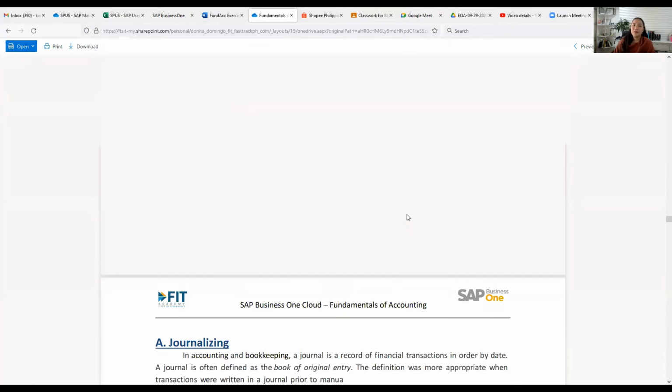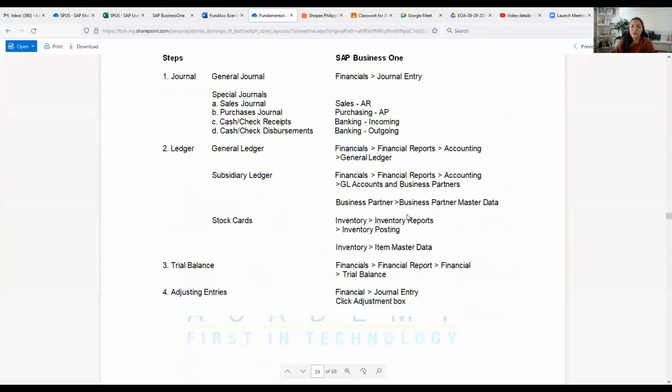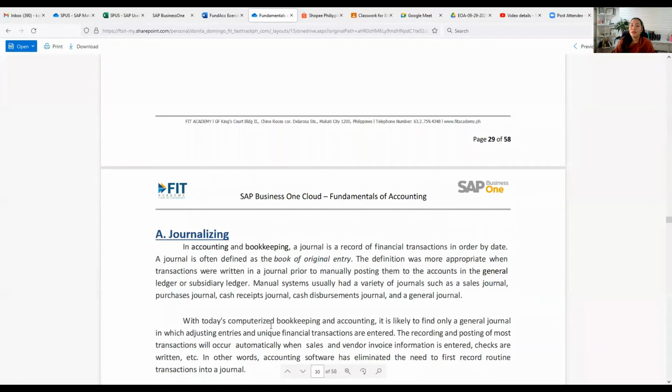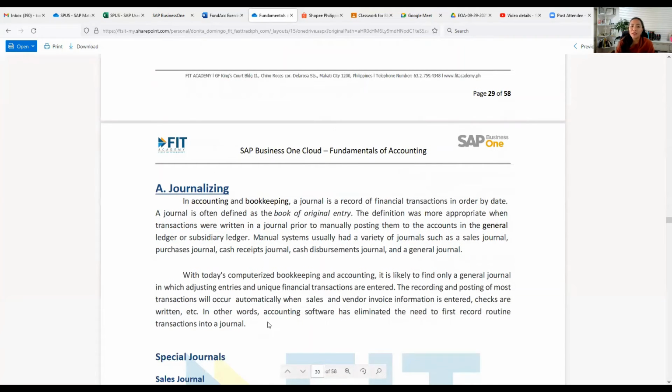Okay, so what is journalizing, class? You have to do the journalizing and then do the posting in the ledger. Then when you have the trial balance from that ledger, you can post your adjusting entries for the accruals and the deferrals, remember? Now, journalizing in accounting and bookkeeping: a journal is a record of financial transactions in order by date. A journal is often defined as the book of original entry.